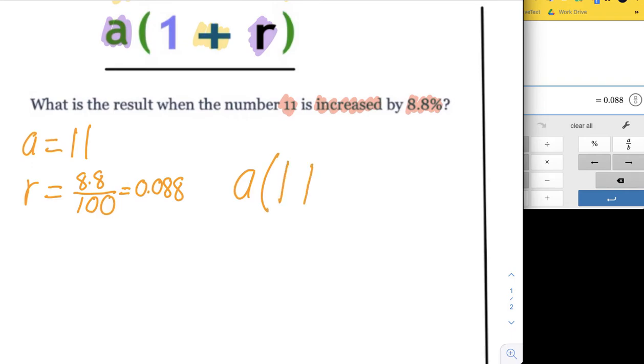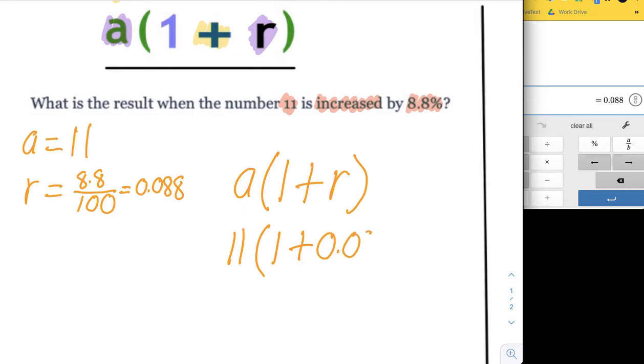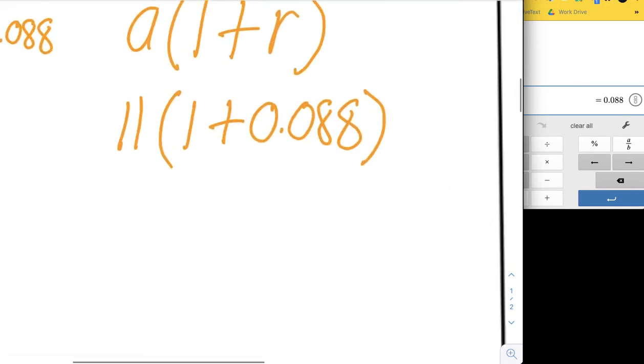Parentheses 1 plus R parentheses. The parentheses are very important, everybody. You have to copy down the parentheses exactly the way you see it. So now, how much is A? Well, A is 11. So 11 parentheses 1 plus, how much is R? Well, R is equal to 0.088. Just like that.